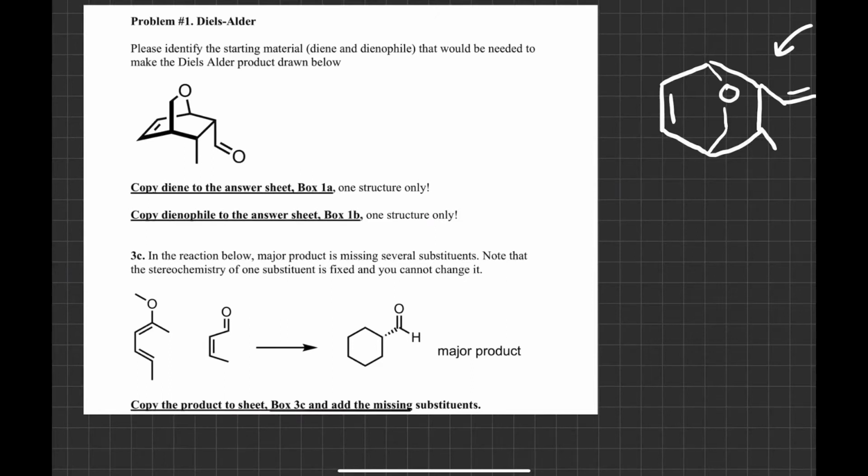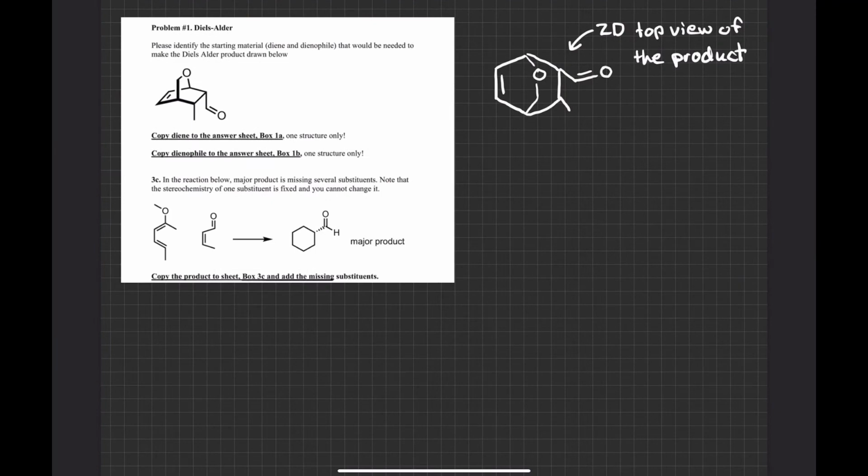Today, we are going to be solving problem 1. Problem 1 wants us to identify the starting material, diene and dienophile, that would be needed to make the Diels-Alder product shown below. So first, let's draw a 2D top view of the product.